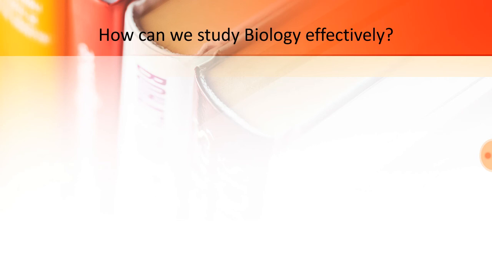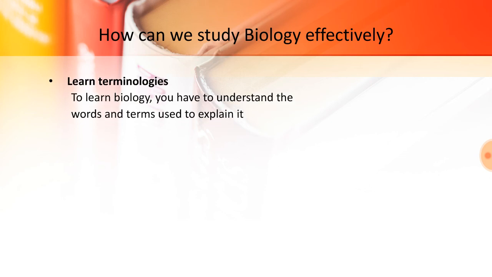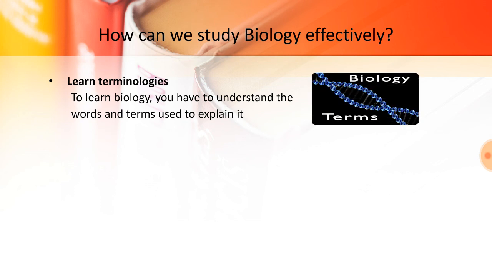So moving on, we have how can we study biology effectively. So this was the main topic of this video, right? First is learn terminologies. So take an example of the term pollination, right? If you do not know what pollination is, if you do not know the meaning of pollination, what would you write in the examination? Right, but if you know that pollination is transfer of pollen grains to the stigma of a pistil, you would be able to write it.